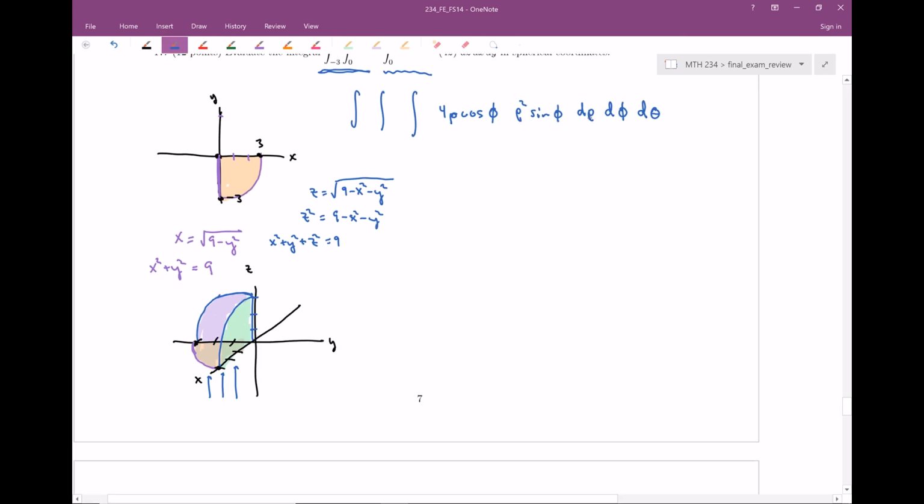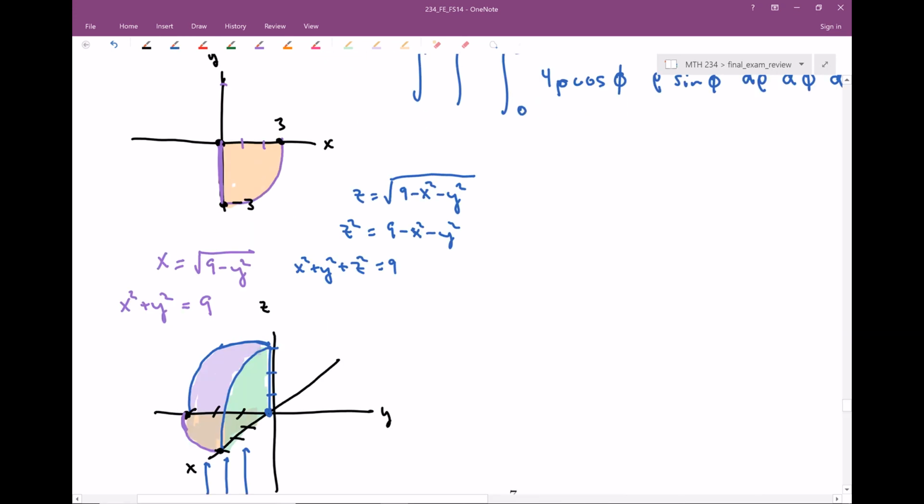So trying to figure out what are our rho bounds of integration. Well, I'm going to start at rho equals 0, and as soon as I take a tiny step, I'm in this region, and I'm going to leave through rho equals 3. So 0 to 3. We can also get this from the equation right here: rho squared is equal to 9, so therefore rho is equal to 3. Because we exit through the sphere, I use the sphere's equation, and I can solve this for rho.